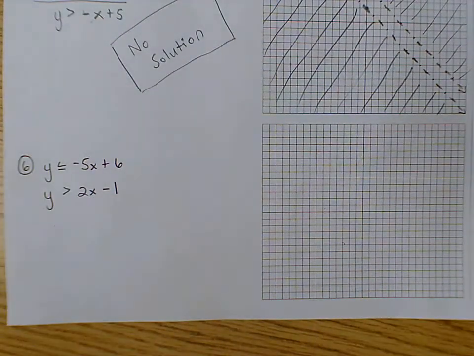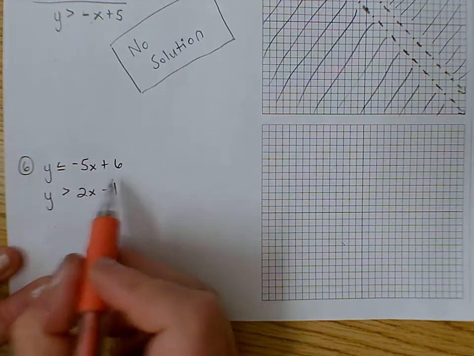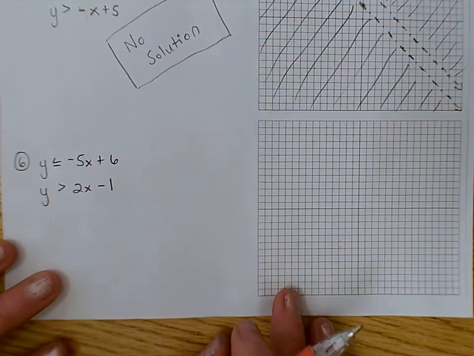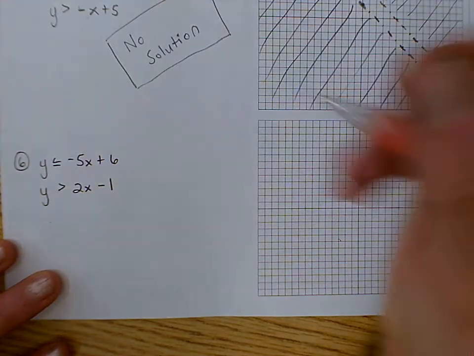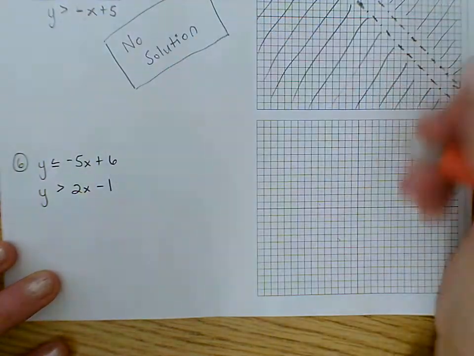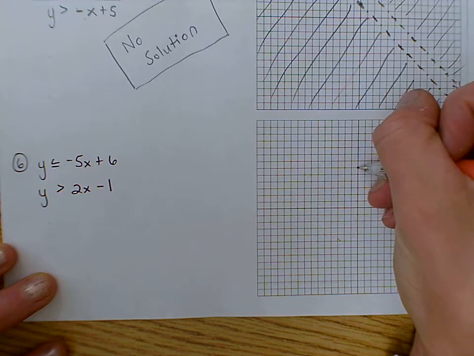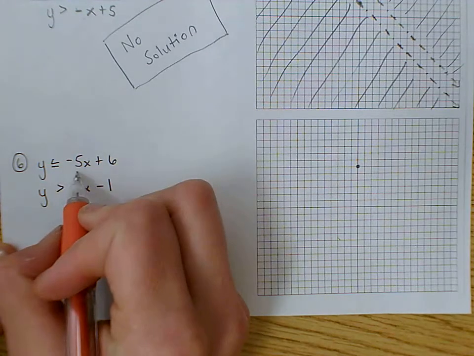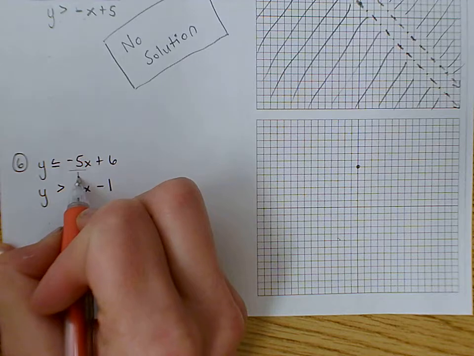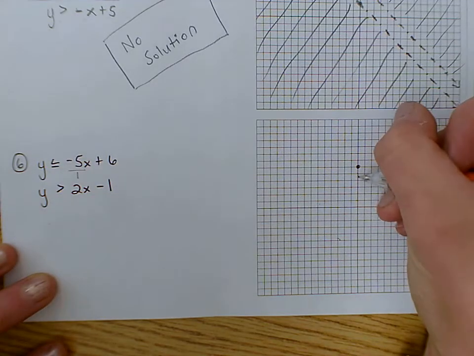So this one, they were very nice in this one because they actually already put it in slope-intercept form for you. So all you have to do is graph it. So this one, I'll start at 6 on the y-axis. So 1, 2, 3, 4, 5, 6. And then I graph my slope. My slope is -5 over 1. So that means I go down 5 and right 1.